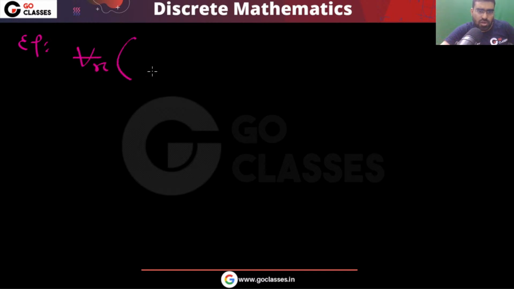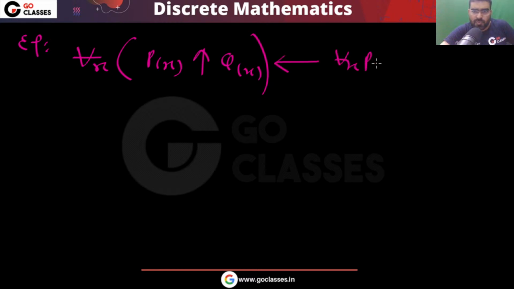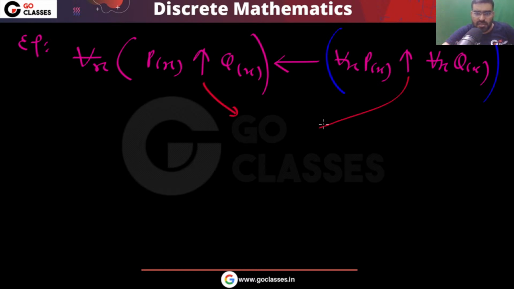Let me ask you this question. For all x, Px NAND Qx. Is this true or false? For all x Px, NAND, for all x Qx. Is this true or false? Look at this and tell me. You can check it out in the NAND. This is a NAND operator.